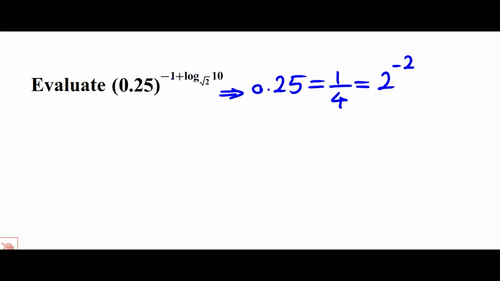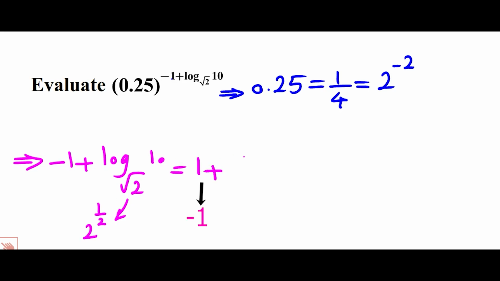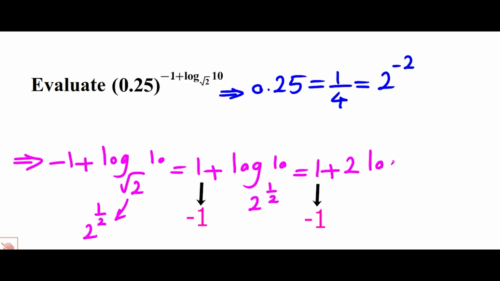Now look at the exponent: -1 plus log base square root of 2 of 10. Since the square root of 2 is 2 to the power of 1/2, we have -1 plus log base 2 to the power of 1/2 of 10. So we have -1 plus 1 over 1/2, which is 2, times log base 2 of 10.